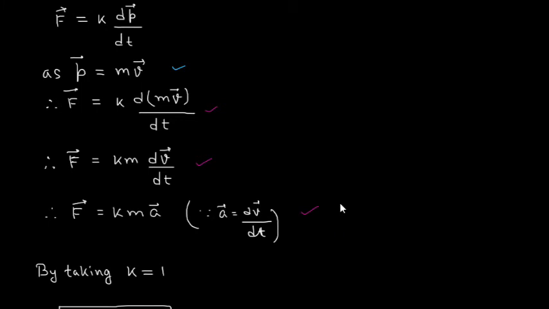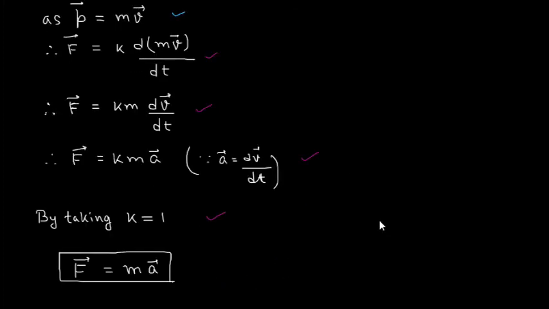By taking k is equal to 1, we can write F is equal to ma.